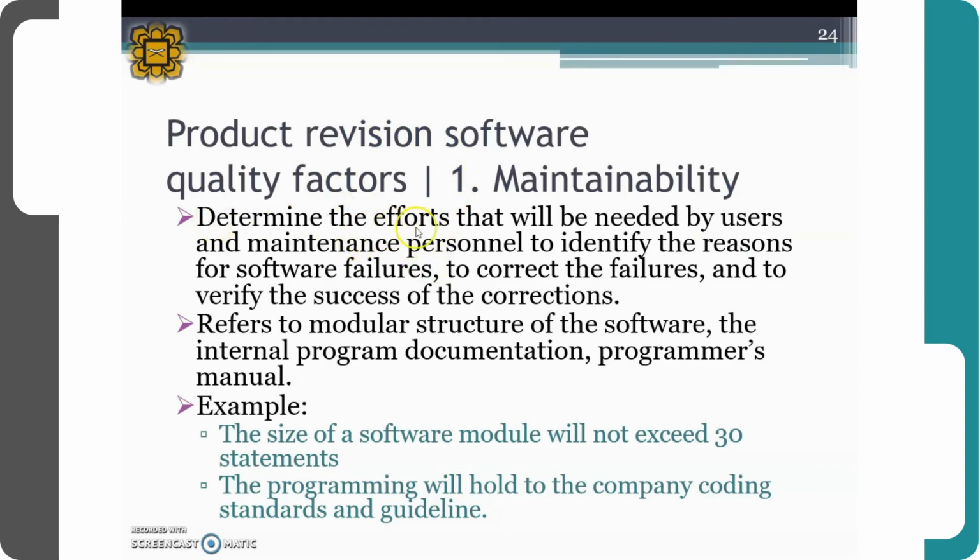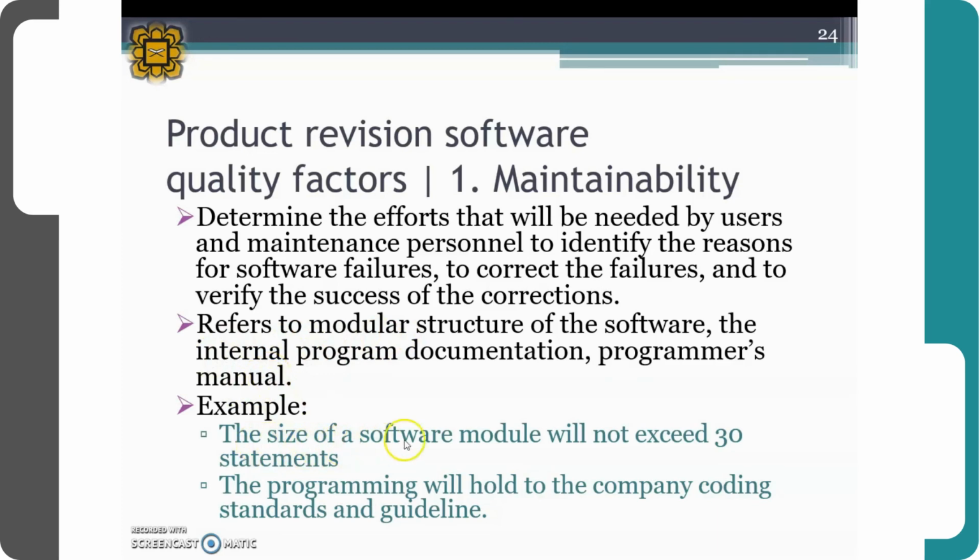Maintainability determines the efforts that will be needed by users and maintenance personnel to identify the reasons for software failures, then to correct the failures and to verify the success of the correction. This refers to the modular structure of the software, the internal program documentation, and the programmer's manual. These are some of the measurable characteristics that can be used for maintainability.